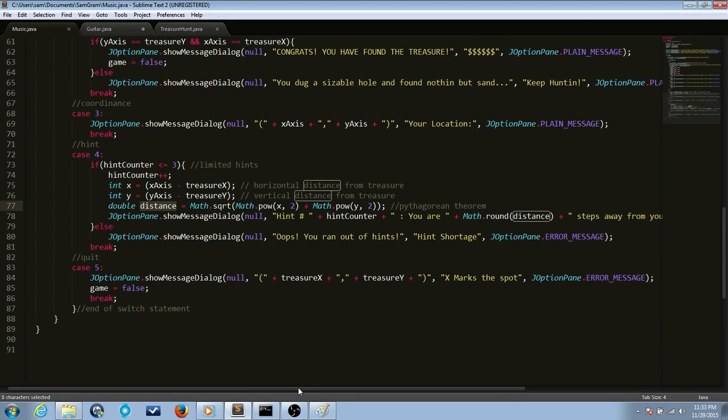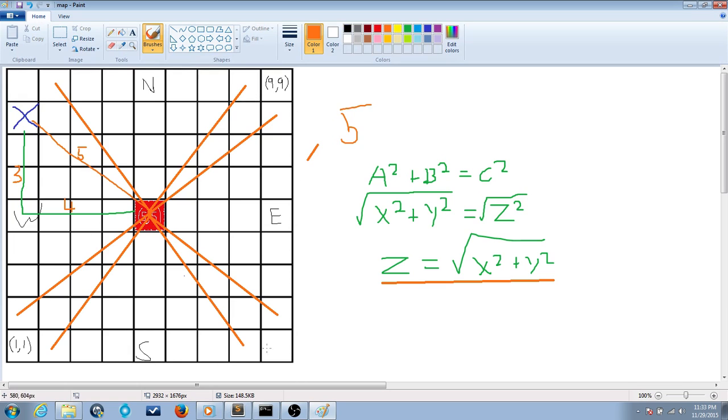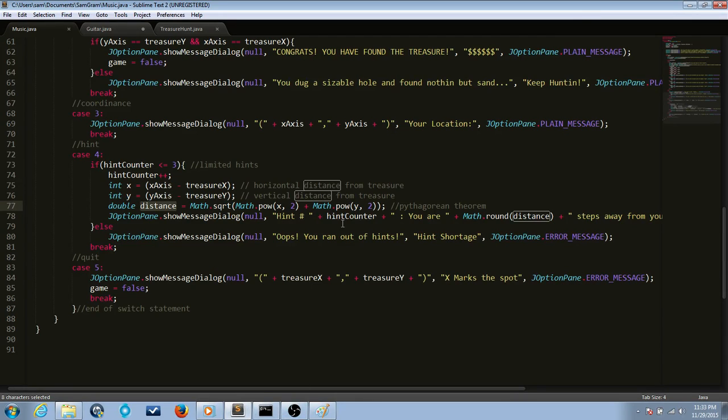Essentially, though, it just gets the distance, but it doesn't get the direction, so the treasure could be anywhere. Yep, that's what we did there. And then we printed out the counter to let you know how many hints you have.